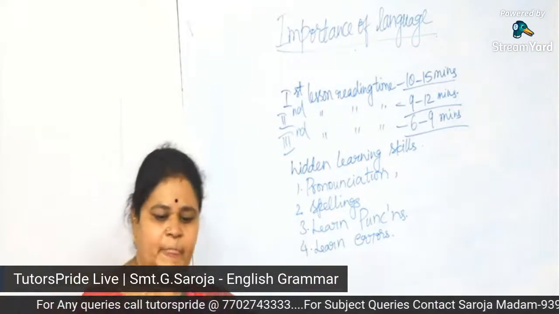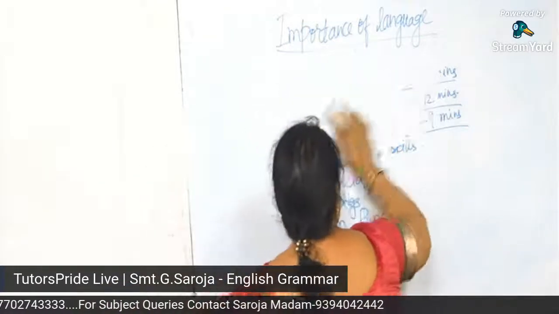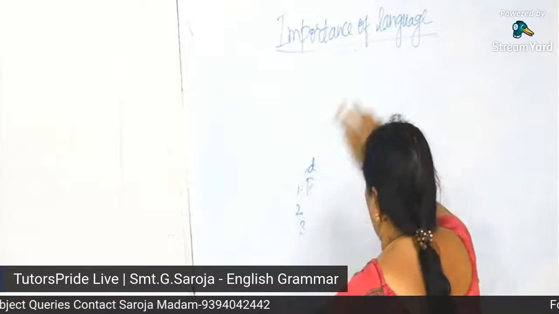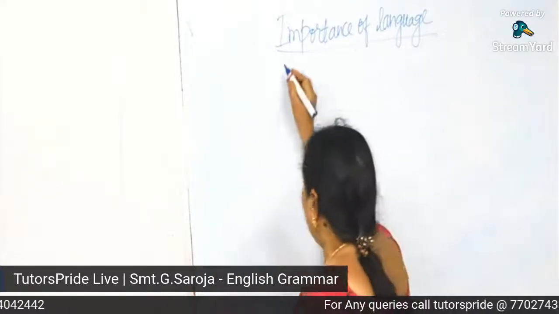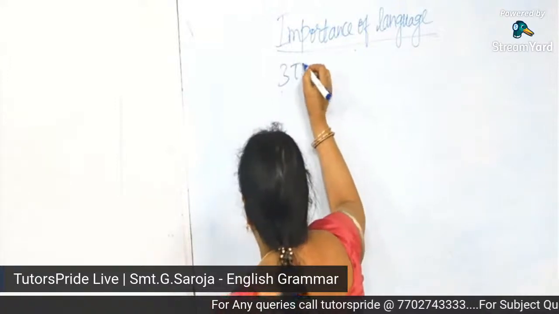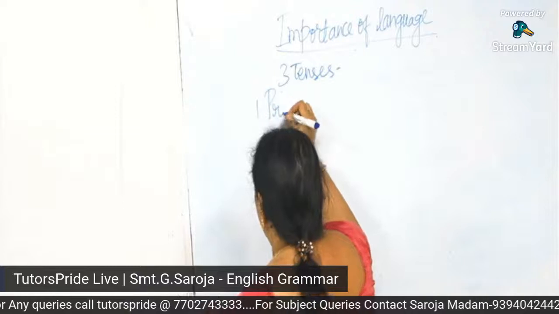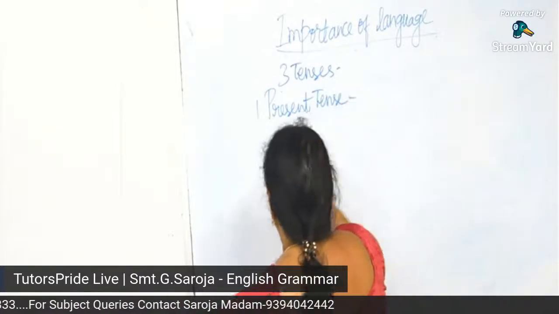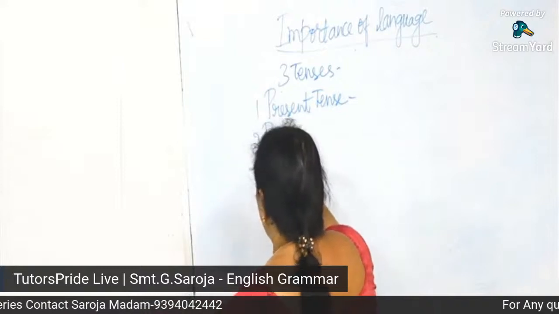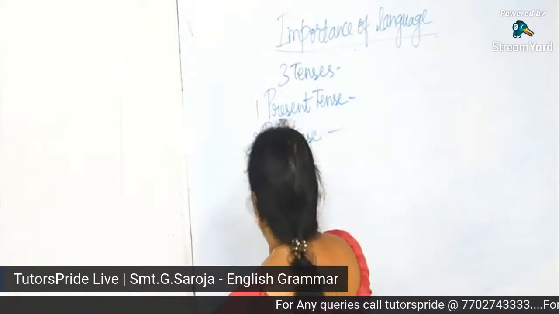Okay. Now, next comes tenses. We'll talk about tenses. How many types of tenses are there? Three tenses. There are three tenses. First one, present tense. Second one, past tense. Third one, future tense.